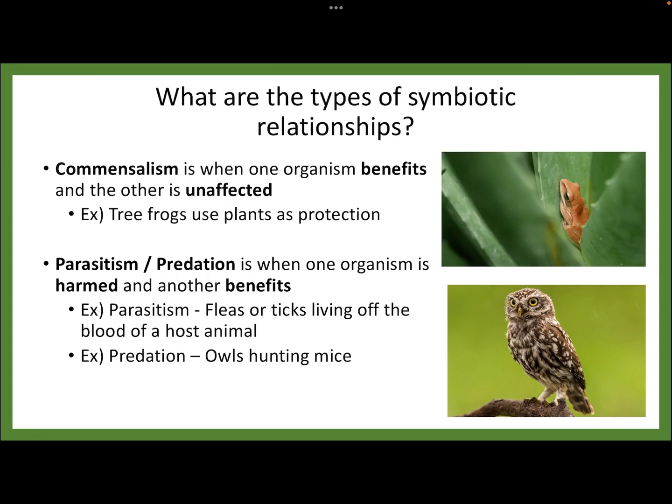Commensalism is where one organism is benefited and the other is not benefited or harmed. It's just truly unaffected. An animal like a tree frog using the plants for protection with camouflage, where it blends in. The plant isn't benefited or harmed in any way, but the tree frog gets camouflage and it has its home.